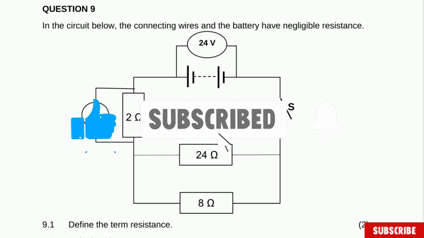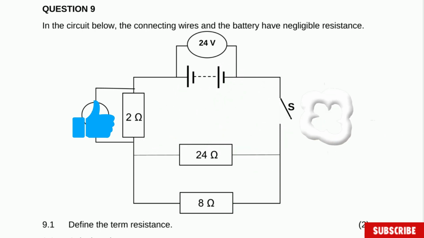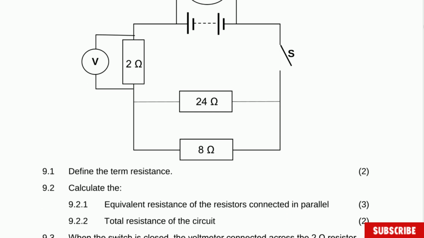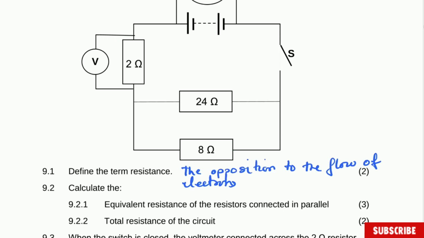This question says in the circuit below, the connecting wires and the battery have negligible resistance. And then here you have the circuit. The first question says define the term resistance. And we can say that the resistance is the opposition to the flow of electrons or to the flow of electric current or electric charge, and you will get the marks there.